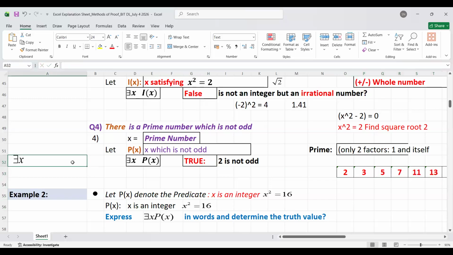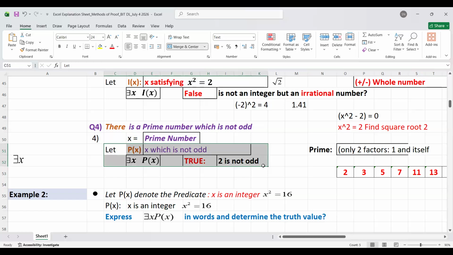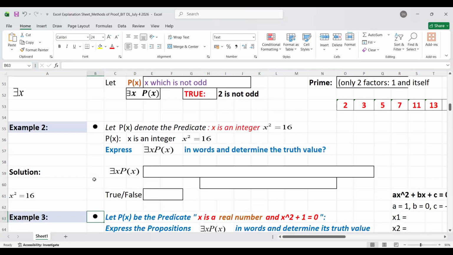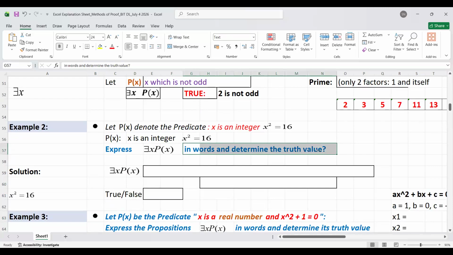Okay, so we have been able to know how to translate the English phrases into symbolic form. That's what we've done so far, and prove whether they are true or not. Now, the second part of this is to be given a symbolic form like this, and you are supposed to give me the words. So we'll take one or two examples and see.